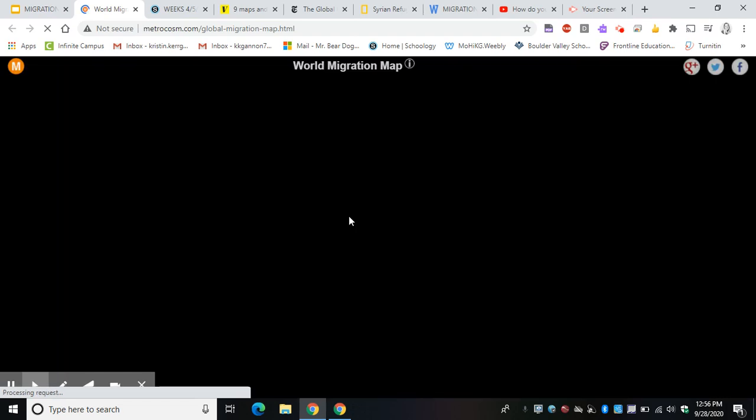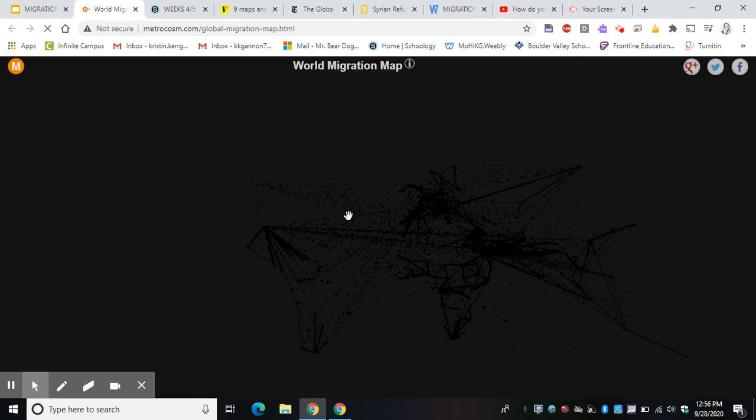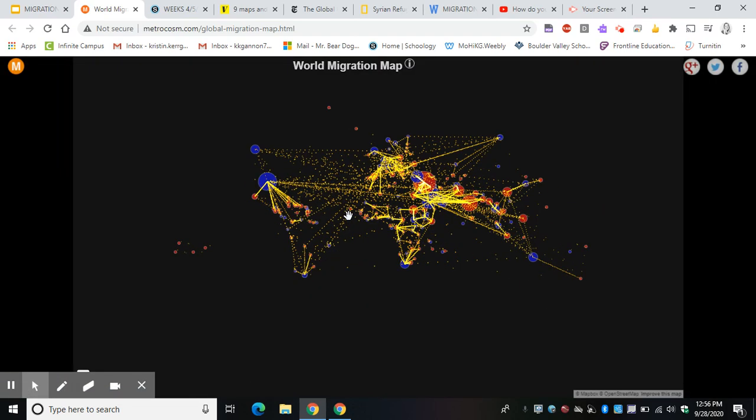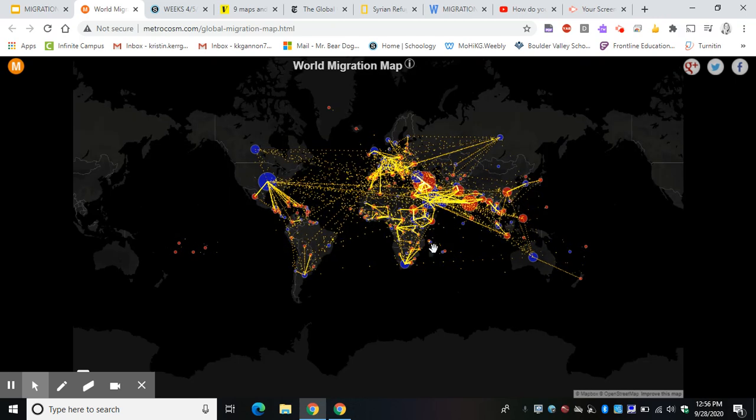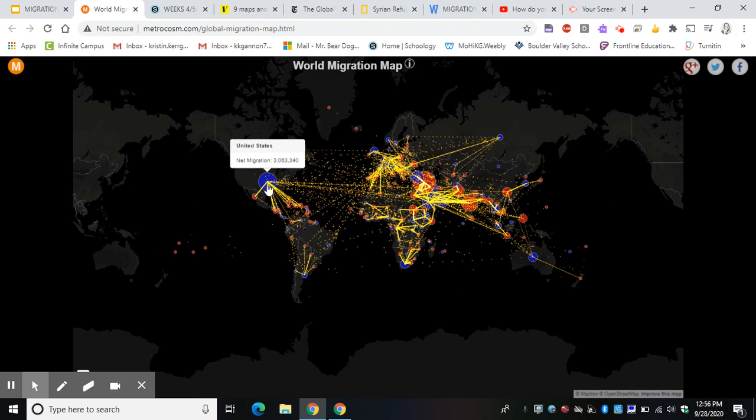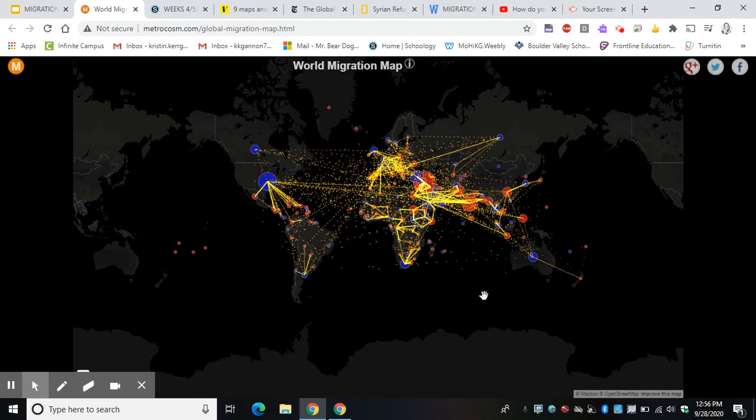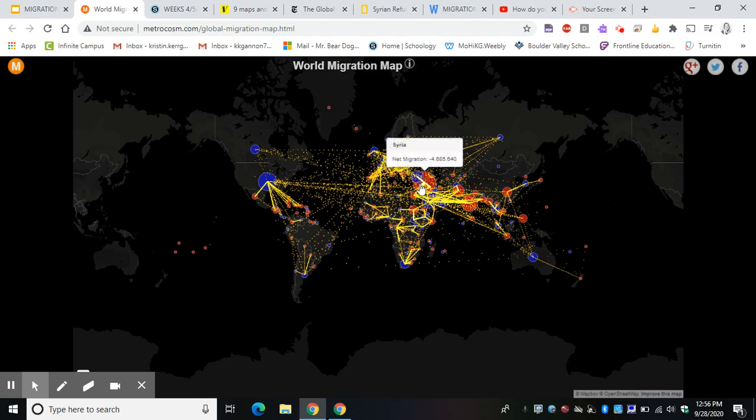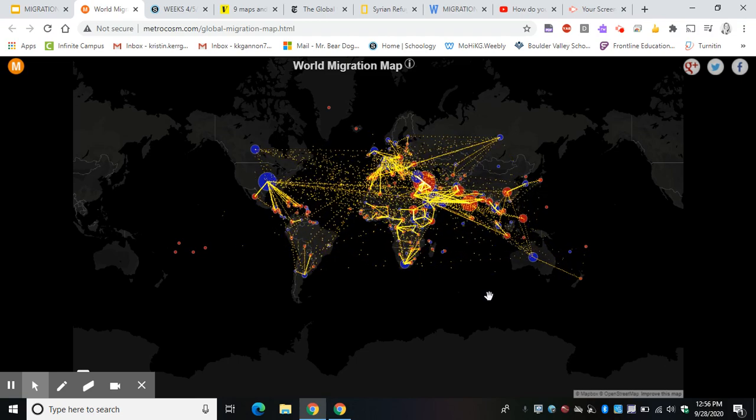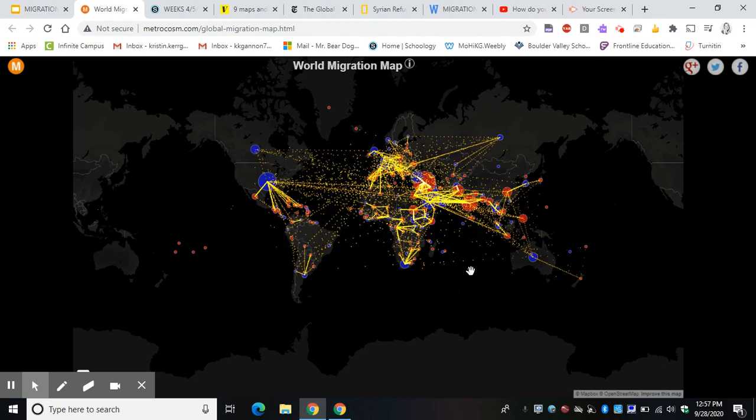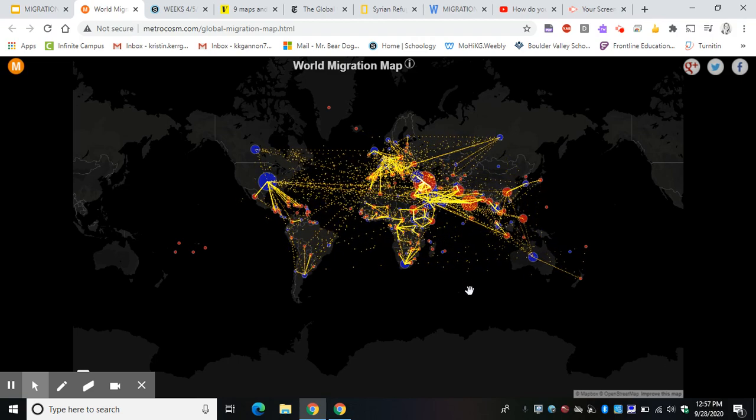So this is all of the migration at once, if I can get this GIF to work. So look at the blue is where they're going to. The red is where they're going from. And you can see there's a lot of people going from Syria. There's a lot of people going from India. This is like live right now.